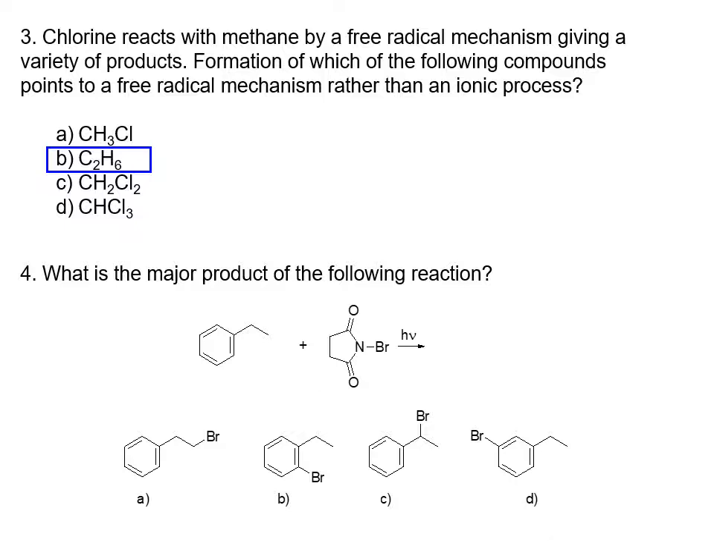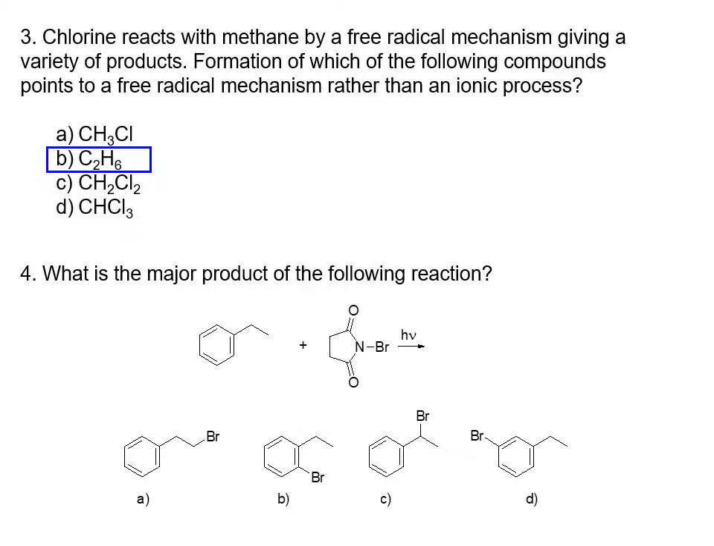Next question, what is the major product of the following reaction? We have a reaction of ethylbenzene with N-bromosuccinimide in the presence of light. These reaction conditions result in formation of bromine radicals. Exposure of N-bromosuccinimide to light results in formation of bromine radicals. So this is free radical bromination of ethylbenzene.